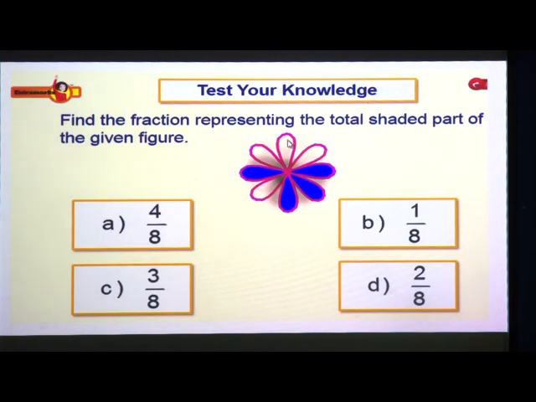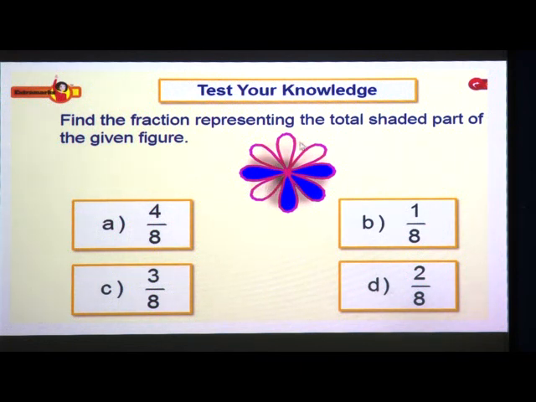Now it is time to test your knowledge. Can you tell me the answer for this question? You can see here, find the fraction representing the total shaded part of the given figure. Now, you can see this figure which is divided into a few parts.